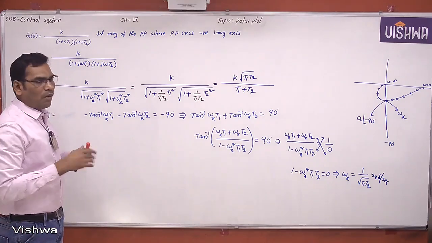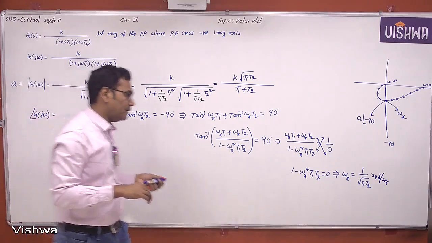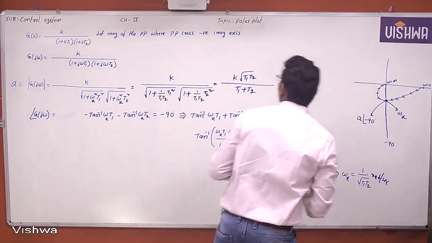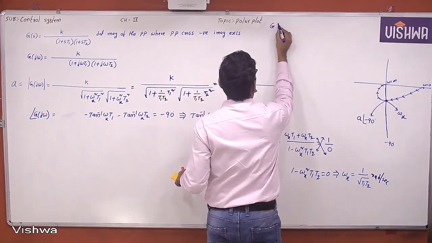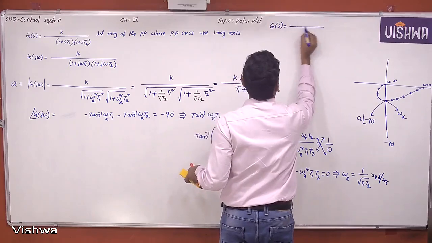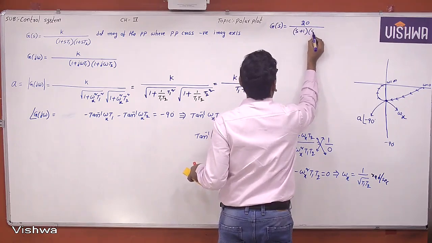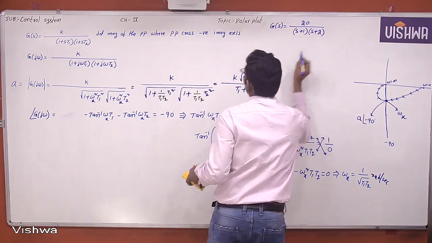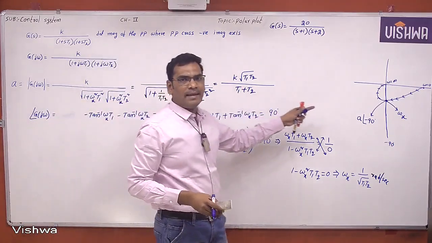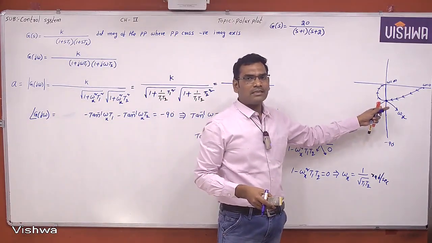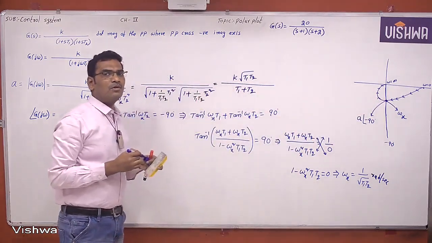Okay, if a similar problem is given, for example, if the problem is like this, g of s is equal to 20 by s plus 1 into s plus 2. Two simple poles. Now the same question is asking, determine the magnitude where the polar plot crosses the negative imaginary axis. Now directly you can substitute here, but don't substitute directly.